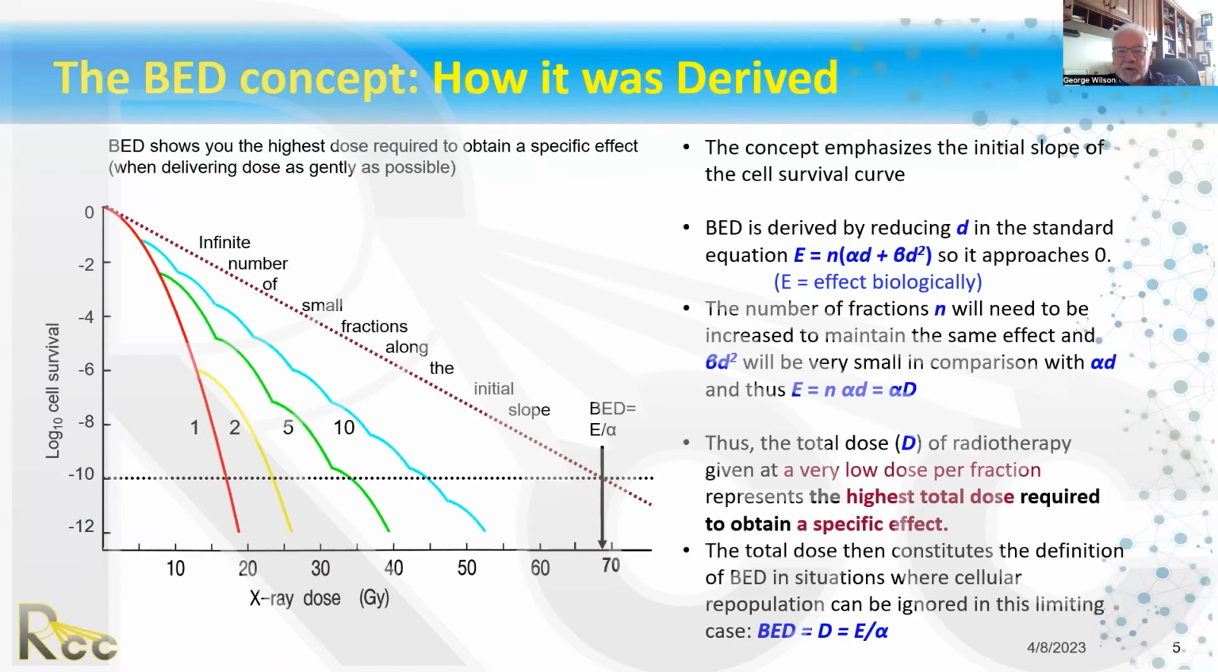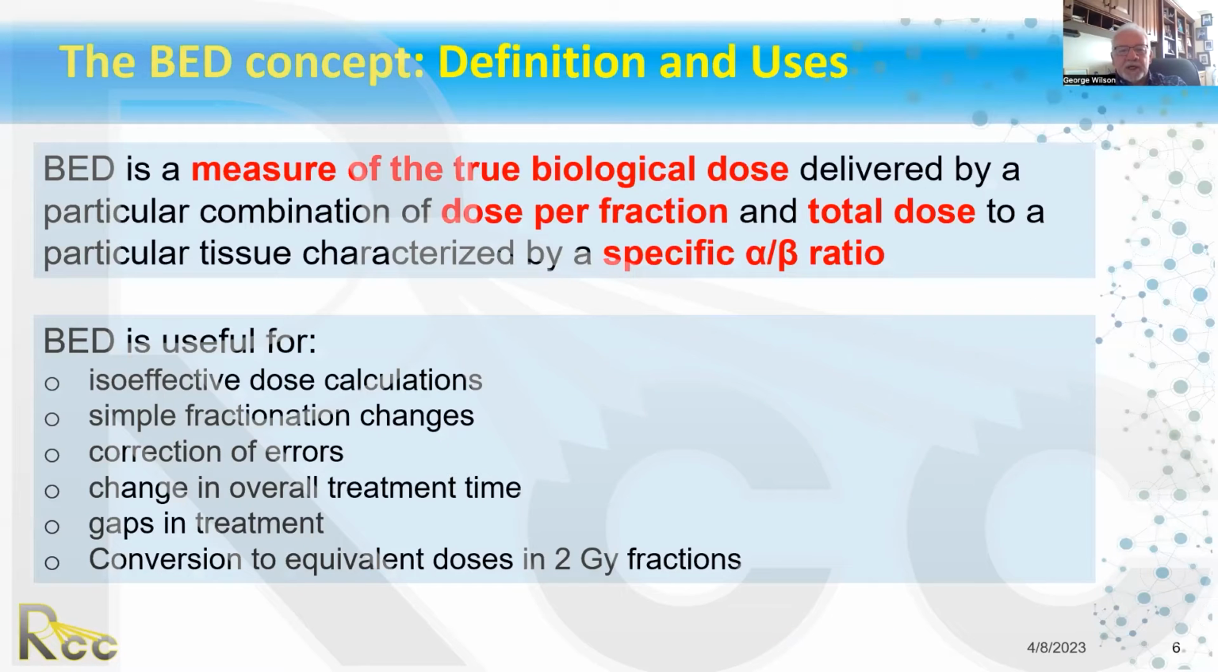So when we take this into how we could use this, why we would use this. This is a definition of biologically effective dose. It's a measure of the true biological dose delivered by a particular combination of dose per fraction and total dose to a particular tissue characterized by a specific alpha beta ratio.